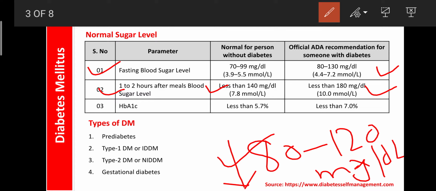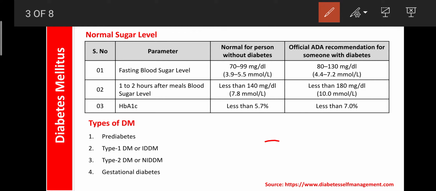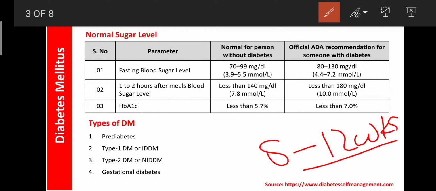Another parameter you can monitor is how the sugar level has been managed in our body over the last 8 to 12 weeks. It indicates how our blood sugar level has been in our blood for the last 8 to 12 weeks, and that can be monitored with the help of another parameter known as HbA1c.